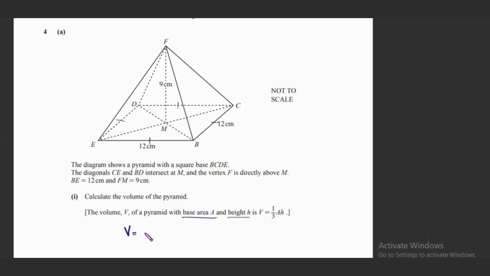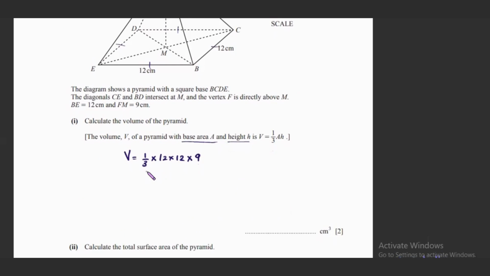So volume is equal to 1/3 times A, the area of the base. The base is a square. To calculate the area of the square, I need to multiply 12 and 12 together. And I need to multiply with the height. The height is 9. So I'm going to solve this. So when I multiply them, I end up getting 432. And this will be 432 cubic centimeters, which will be the volume of this pyramid. So let me write it like this.